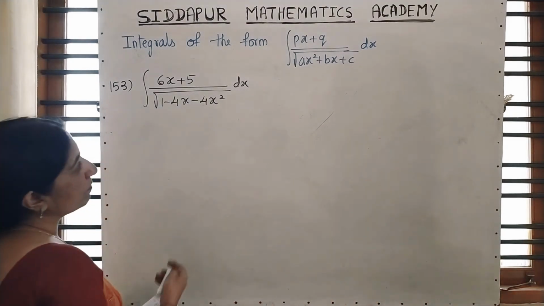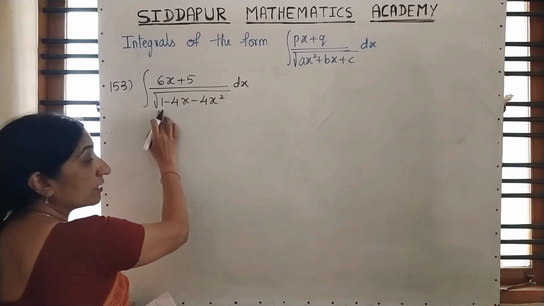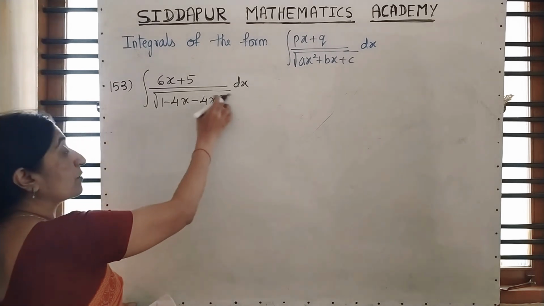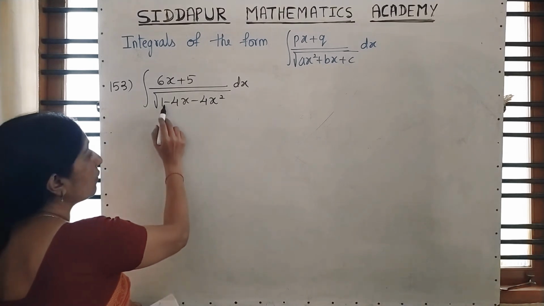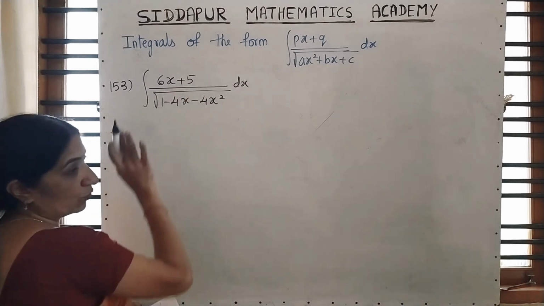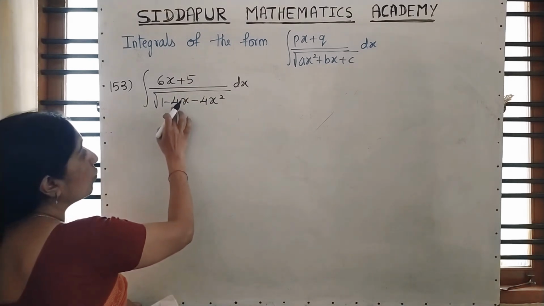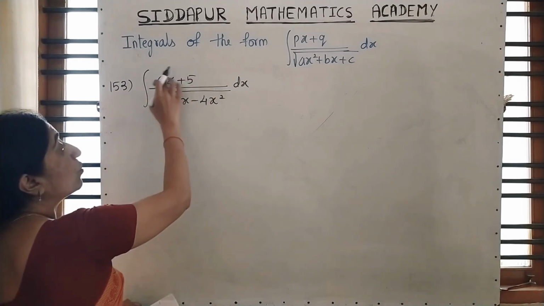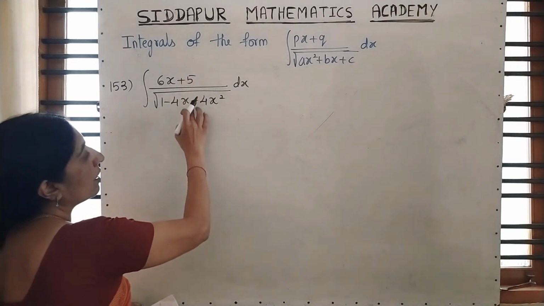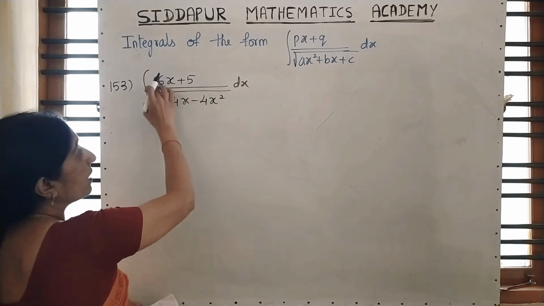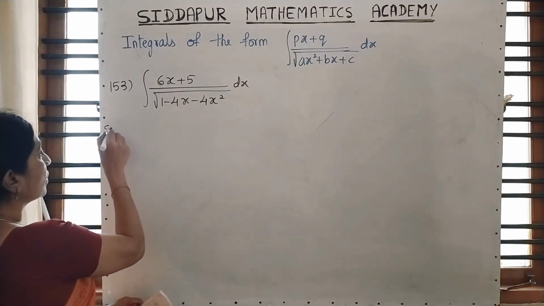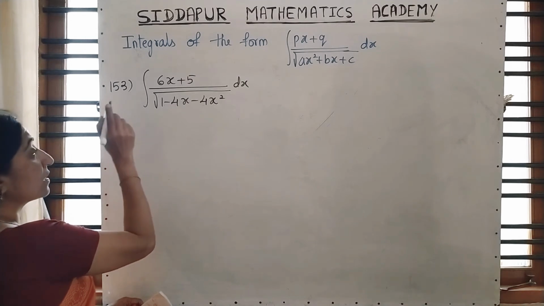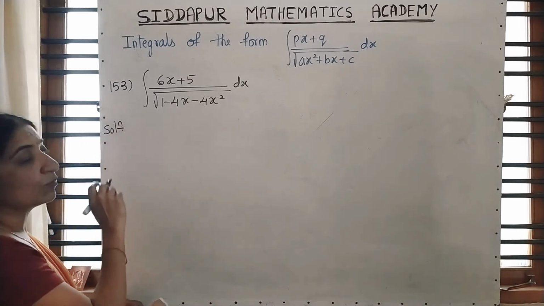So first step we have to check whether the differentiation of the denominator term gives you the numerator or what. What is the differentiation of 1? 1 is 0. Leave that. Minus 4x is minus 4. We don't have minus 4 here. And minus 4x square is minus 8x. That is also not there. So we are moving to the next method. If it is not satisfied, then move to the next.